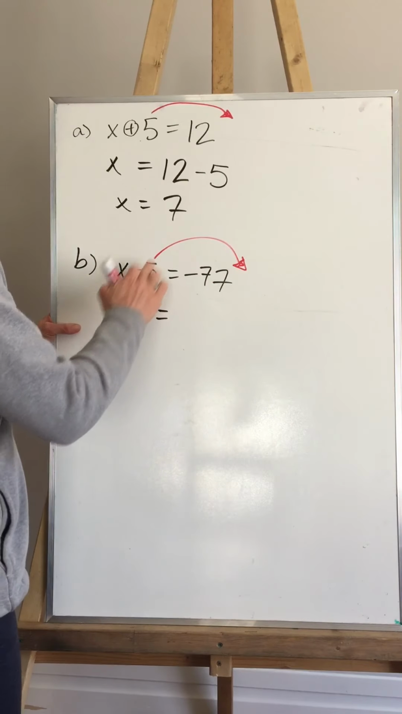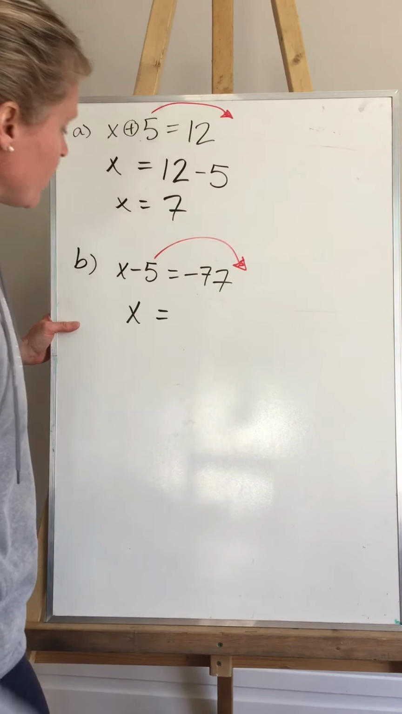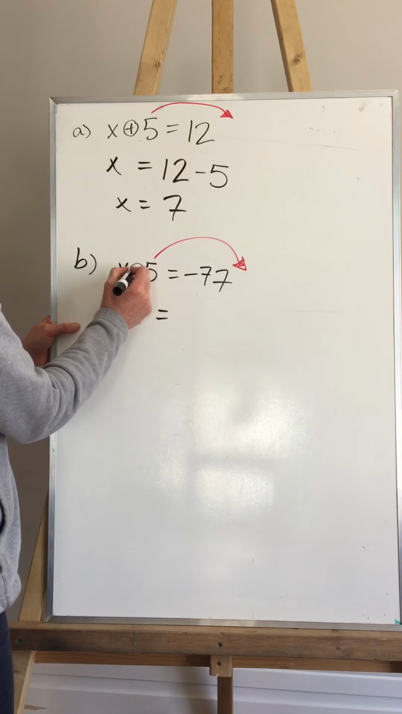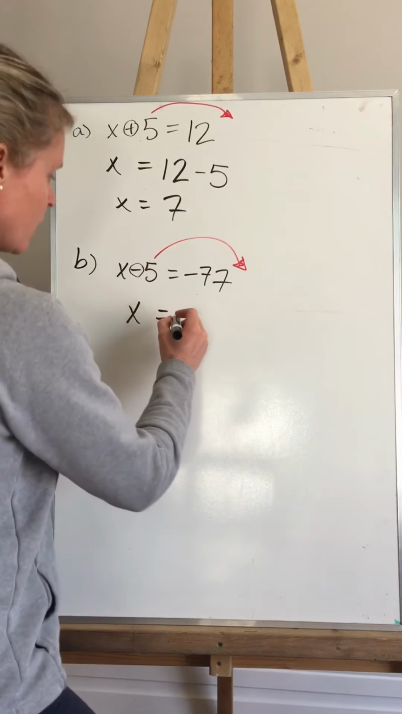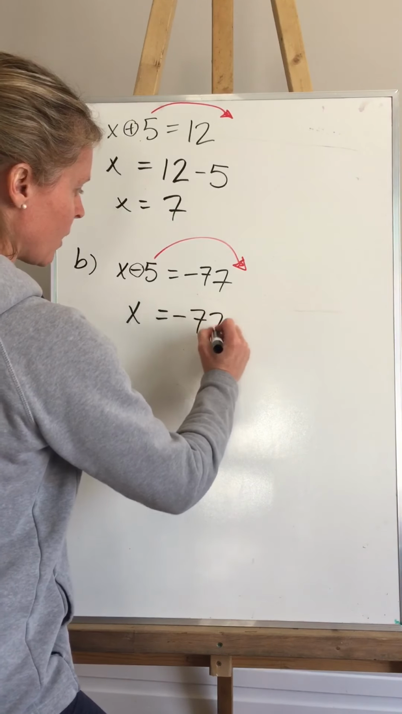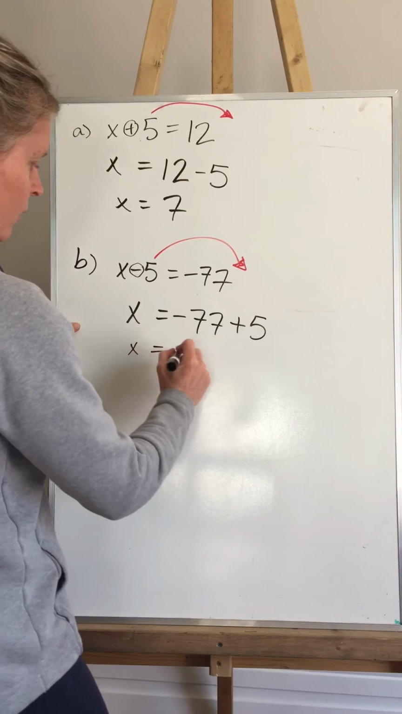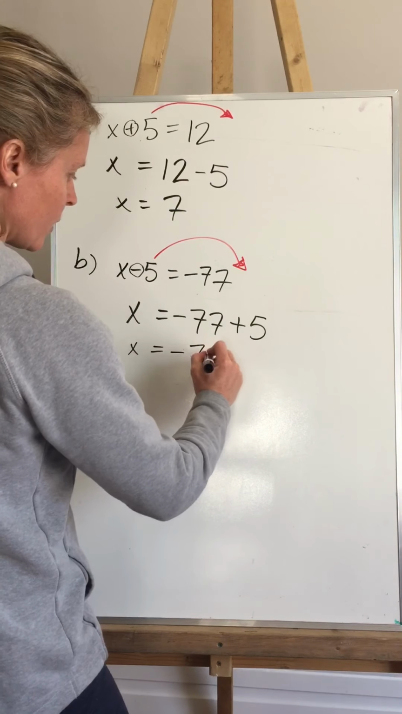When it goes from one side of the equal sign to the other side of the equal sign, the sign changes. So this operation of subtraction becomes addition on the other side. So this would be negative 77 plus 5. Okay, so x is going to be equal to negative 72.